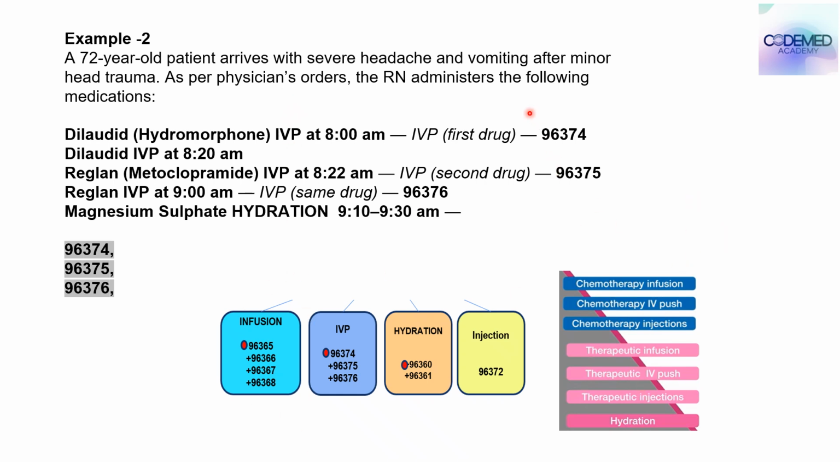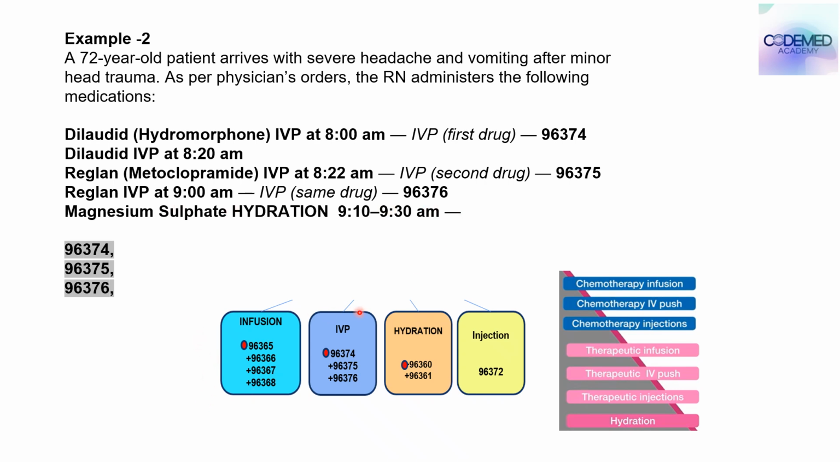Now here all are IV pushes, okay? But if you see these two drugs, they are the same. Now, whenever you are giving the same drug by IV push, the time difference between the two should be more than 30 minutes. So I will code for the first IV push, but I may not code for this. This is drug A, this is drug B. Here it started at 8:22, for which I will code it 96375. And here I'm coding it because the difference between these two is more than 30 minutes. So I will code 96376 also.